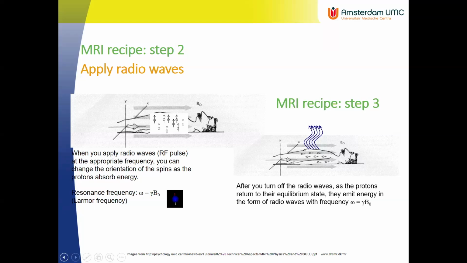And they are going to emit energy again, and the energy comes out in the shape of radio waves. So they emit exactly the same radio waves we put in. And they also have exactly that same resonance frequency. So the emission of the radio waves we are going to receive with our coils and make the MR images from have exactly the same frequency, again the Larmor frequency. And they emit the energy and then they return to equilibrium state, which is aligned with the main magnetic field.